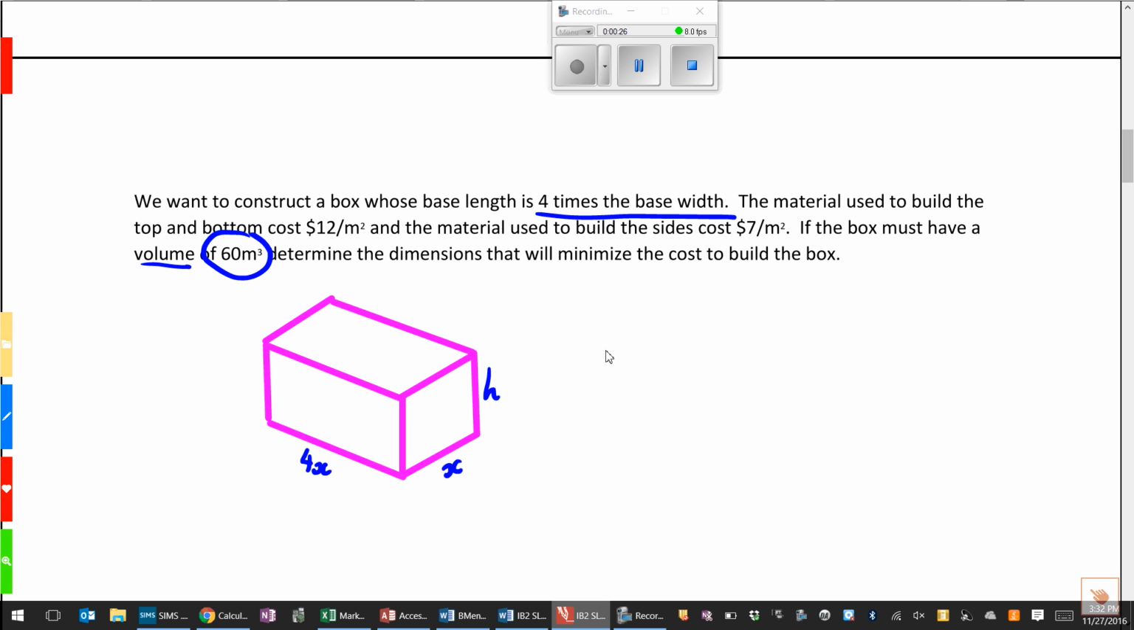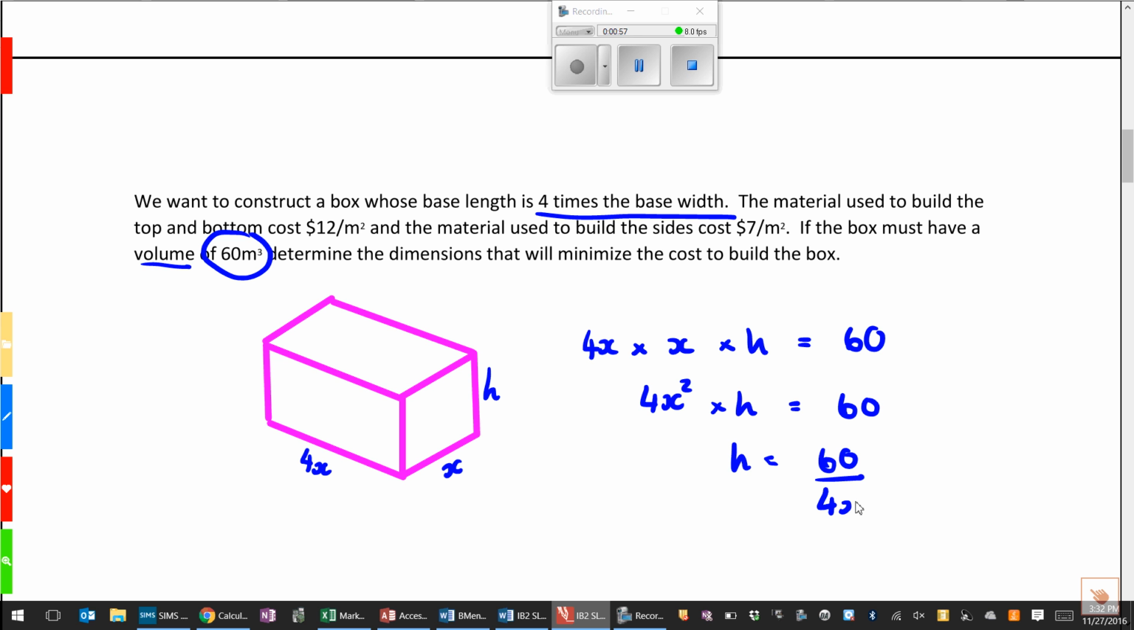So I can say that 4x times x times height is going to be equal to 60. Okay, so that's a volume thing, but of course I don't want more than one unknown, so I've got to do something about the h. So in this case I can say that 4x squared times h is 60, therefore h is 60 over 4x squared.